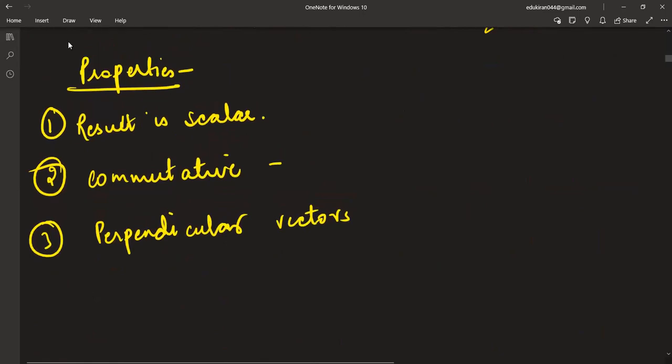Yes, coming class to the properties of the dot product. See, firstly, as we have discussed already, when you are multiplying a vector with a vector and you are using the dot product, your result has to be a scalar. The example I gave you of power is force dot velocity. Or work done also you can take. Work done is F dot S, force dot displacement.